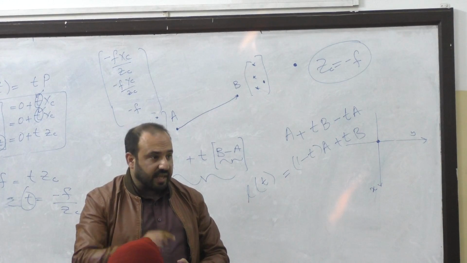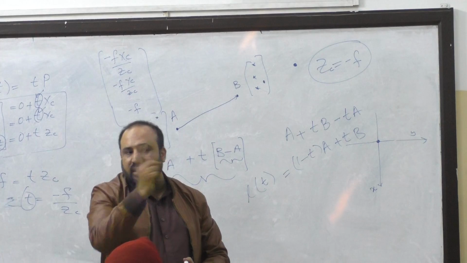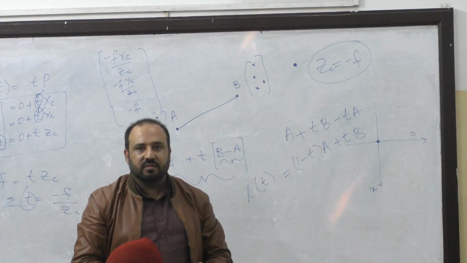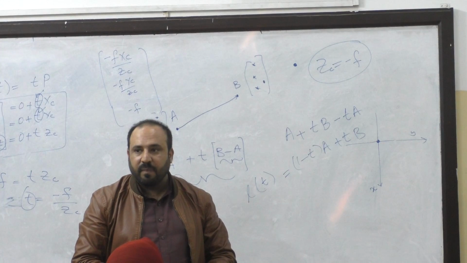अगर आप चाहें तो कैमरा कोऑर्डिनेट सिस्टम में ही मेजर करें, all the points of the image they have z coordinate minus f. Still can be drawn. It is same for every point.